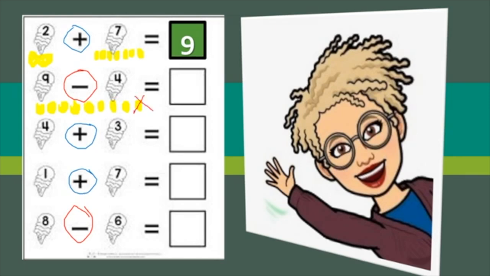1, 2, 3, 4. Now that we've marked an X on them to show that we've taken them away, we have to count the ones that are left without X's to find the sum. Here we go. 1, 2, 3, 4, 5. So that means our difference is 5. Very good. Here's the last one that we're going to do together.